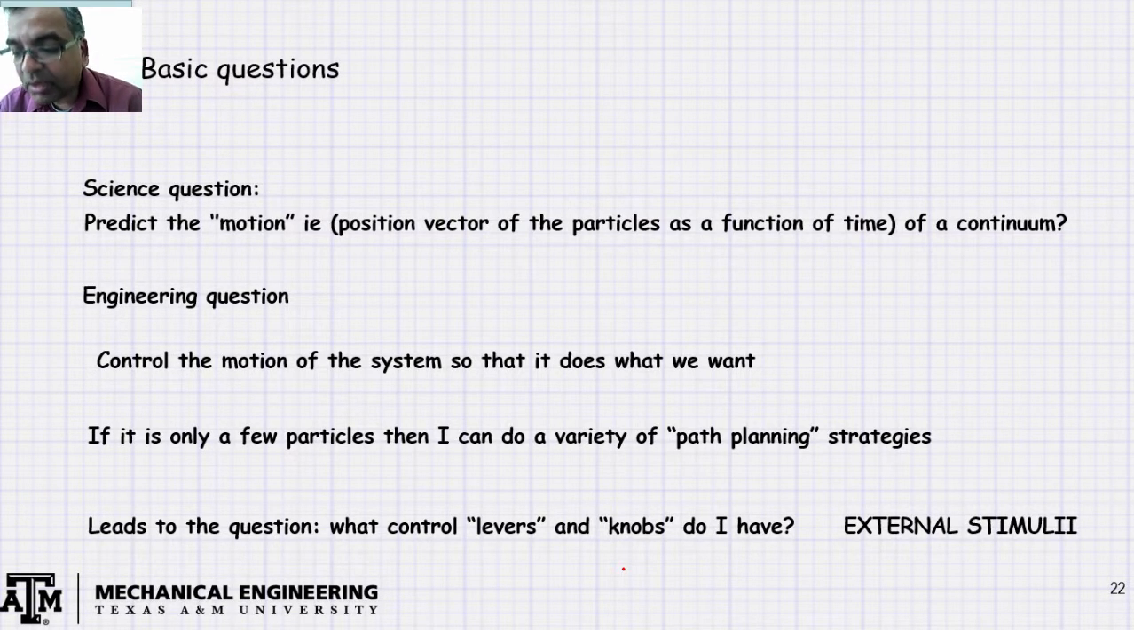And when you want to control something, what control levers and knobs do I have? So this is where we come to the question of what is the stimulus and what's the response. This is automatic to any control problem. You have to know what's the input and what's the output. This is a very fundamental thing. This is not there in just a description problem. There's no clear distinction between input and output because you're not trying to do anything to it. But in a control problem, you have to have an idea what's the input, what's the output, and what's the relation. So that's where we are headed.